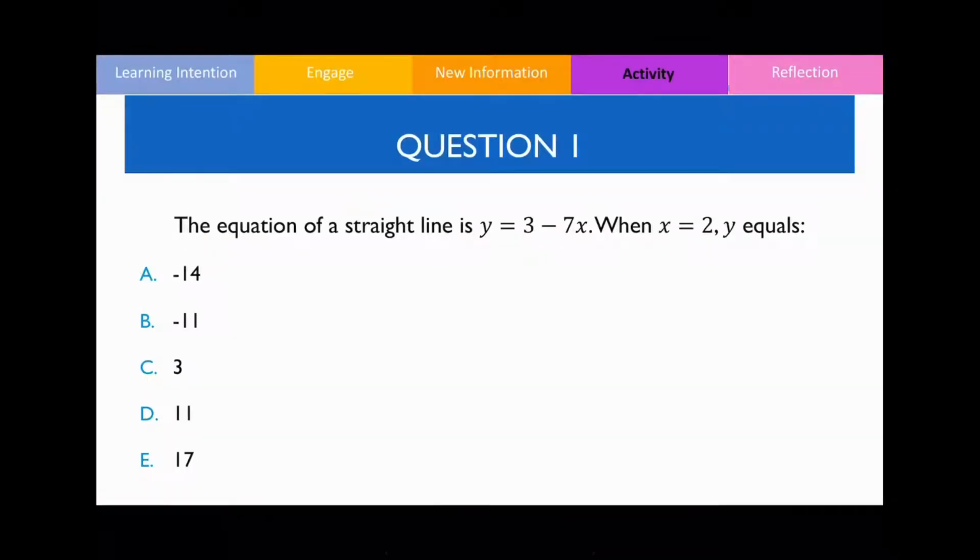So the first question wants you to find what is the y value when x is equal to 2 for this given equation over here. So we're just going to sub x is equal to 2 into the equation and then simplify. And if you do this, you should get an answer of -11, hence B will be the correct answer.